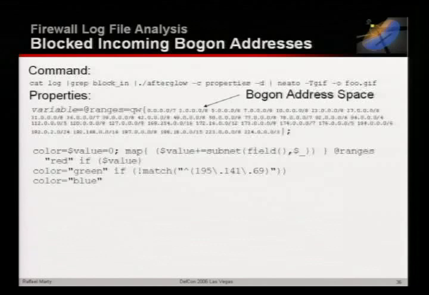If you don't quite follow how this map thing works, just copy it and use it for your own things. And then what I want to do is have everything else that is in my internal network be green. So I provide the match on my internal address space, and everything else is blue.